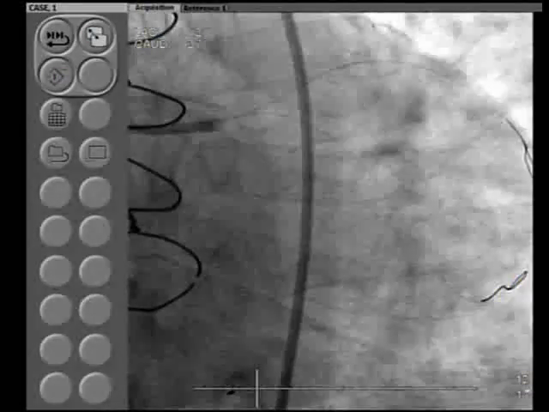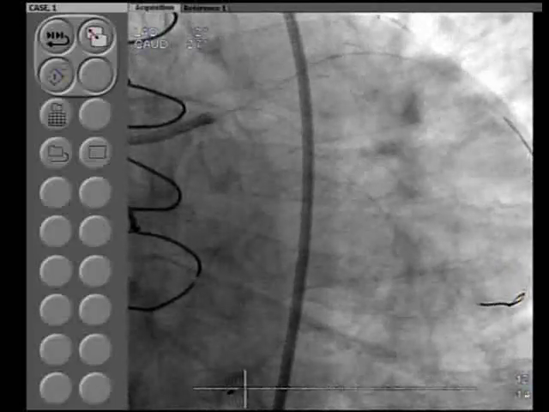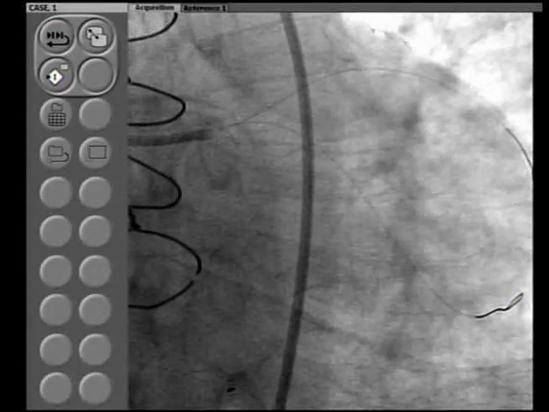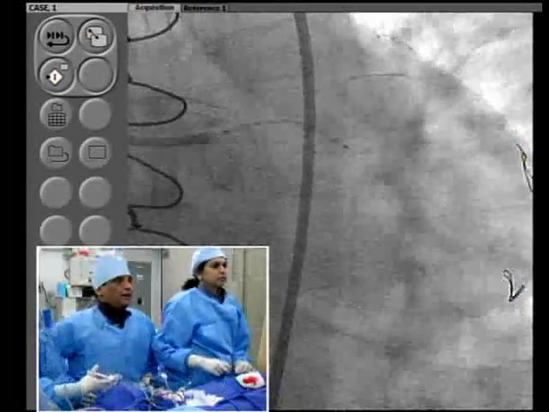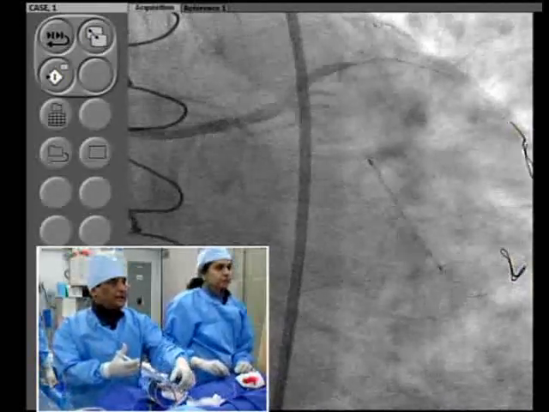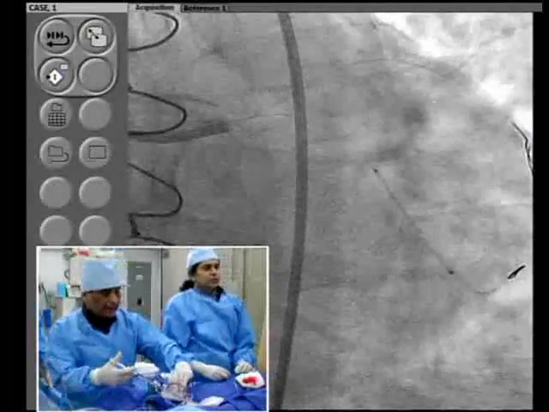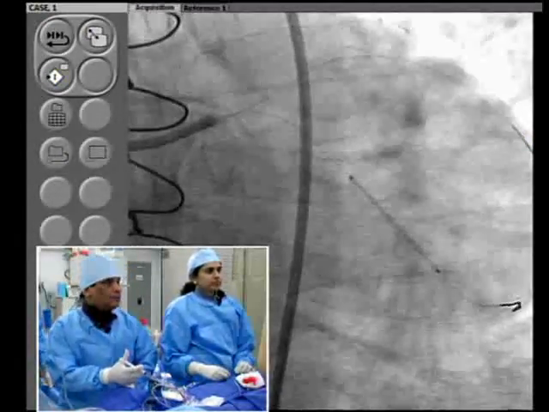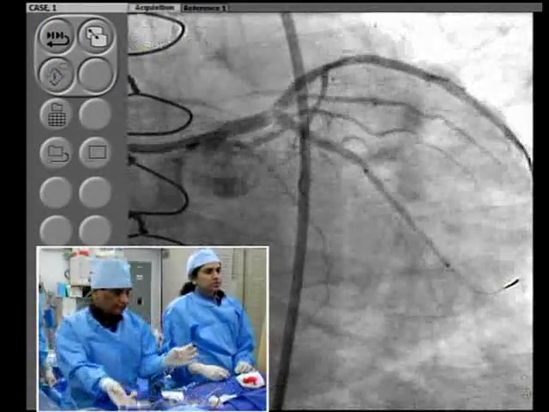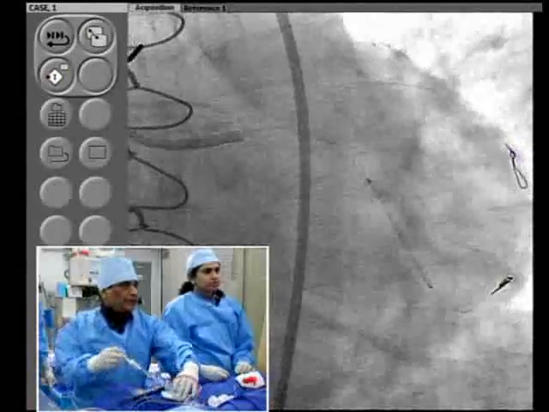Now, our common teaching is that in the RAO view, a branch of the circumflex which is going down and out is more of an obtuse marginal, and the one whose main course is running more parallel will be the posterolateral. Therefore, I would call this LPL1. But since we have the cath report from the outside institution, I wanted to keep it consistent and not create a new, different vessel. Fall back, yeah. Now, this is the direct 2.75, 28 millimeter Zions V.